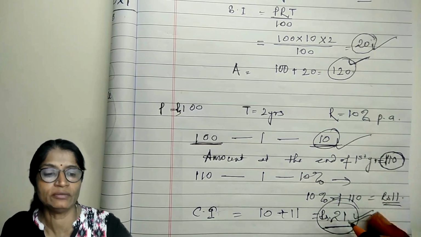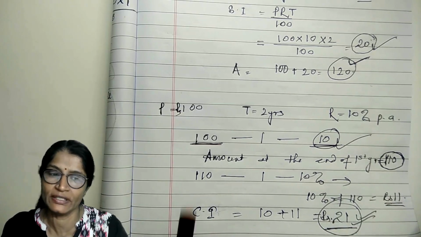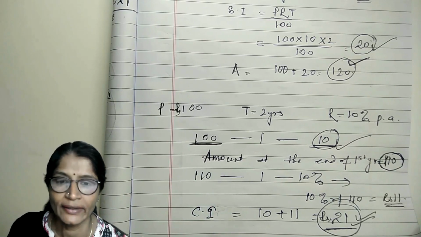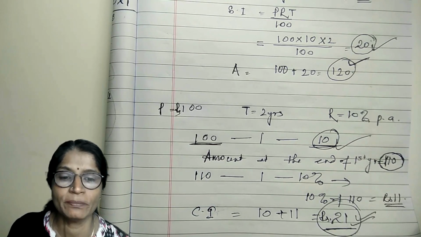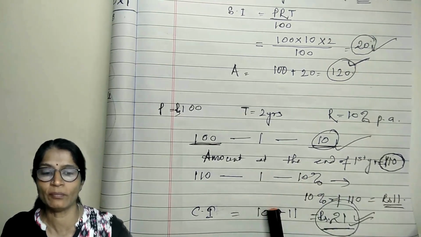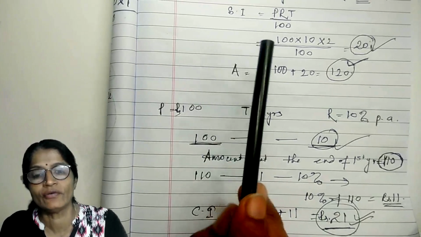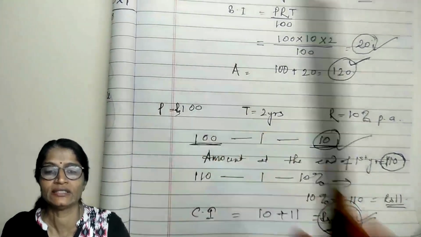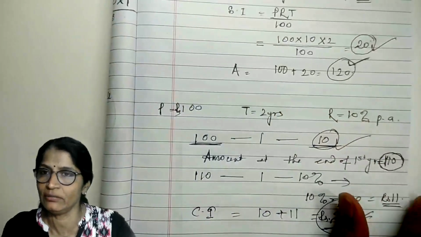So you have observed that in the first year the principal is 100. But in the second year the principal is not 100, it is 110. So it means the principal does not remain the same throughout the given period of time in case of compound interest. But in case of simple interest, both for the first year as well as for the second year the principal is the same, that is rupees 100.